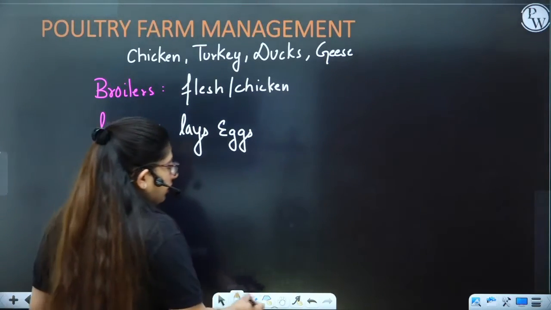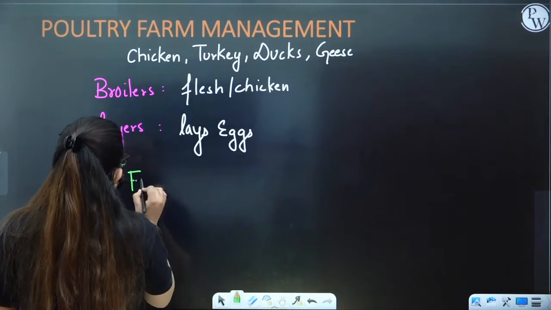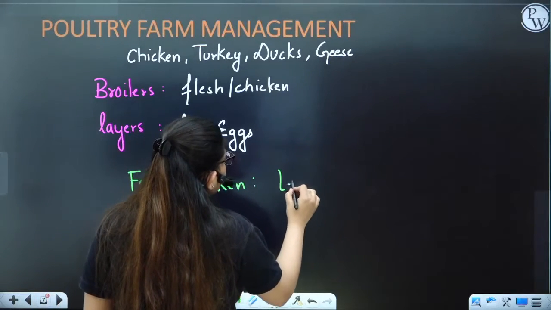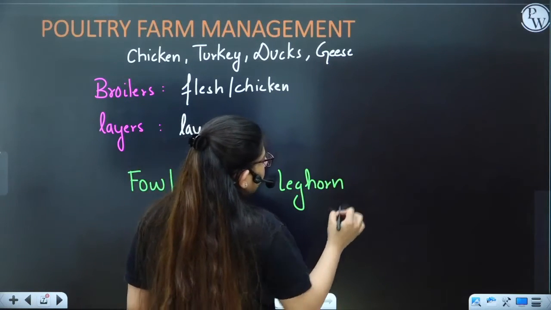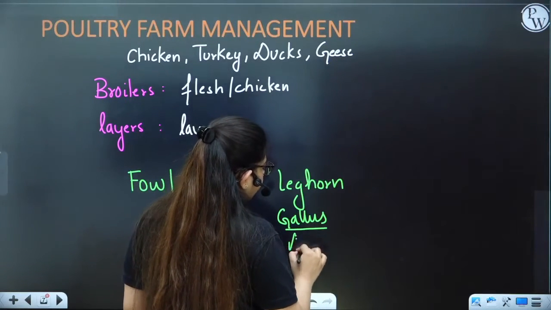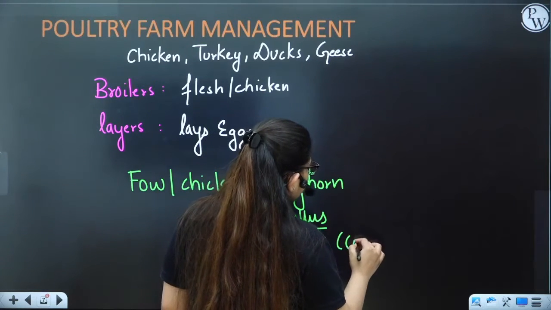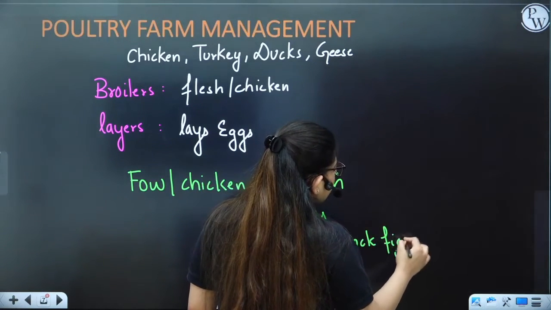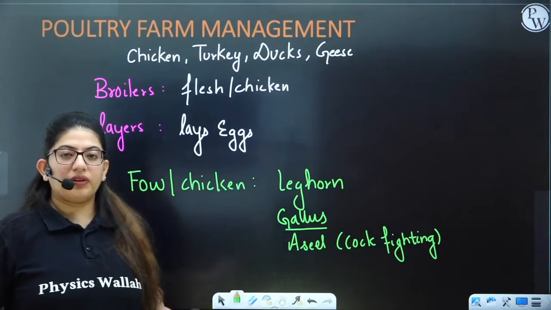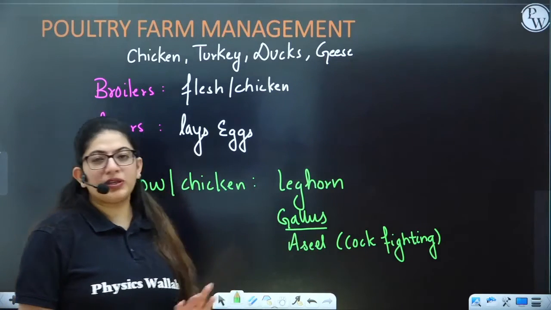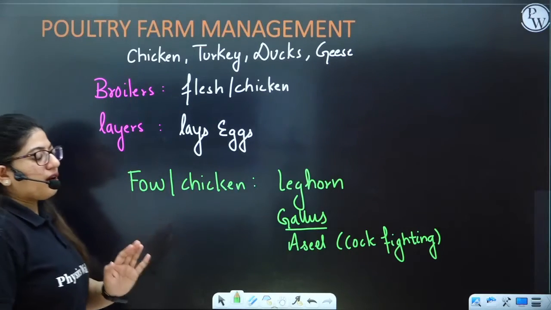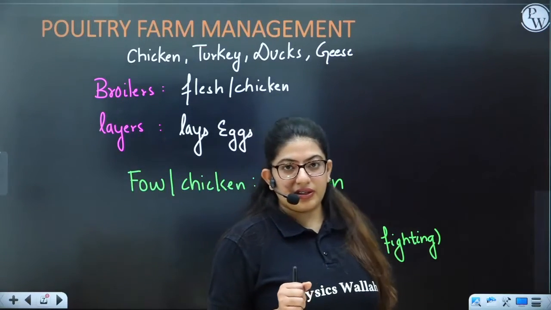So if I'm talking about the fowl or the chicken, what are the various varieties that we rear? Like Leghorn, like Gallus, like Aseel. Aseel is usually used in fighting, and this was really famous in the Punjab region of Pakistan. Even when India was united, in the Punjab this was commonly seen, the cockfighting, right? So in poultry farm management, we are rearing these organisms, fine.